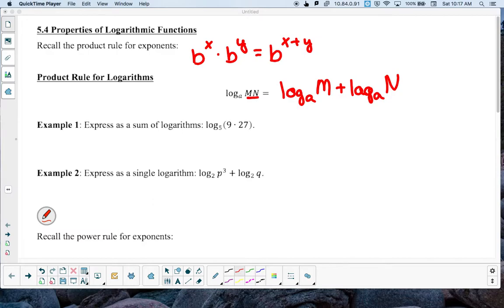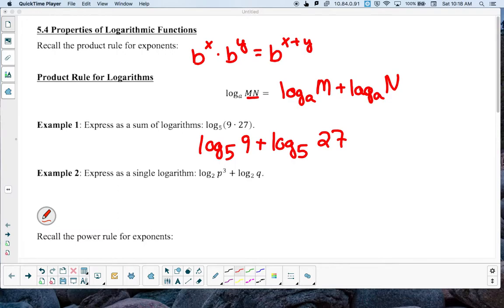And the same is true for going in the opposite direction. If we have log base a of m plus log base a of n, we can write it as log base a of m times n. So if we want to express example 1 as a sum of logarithms, we would split this up to be log base 5 of 9 plus log base 5 of 27.